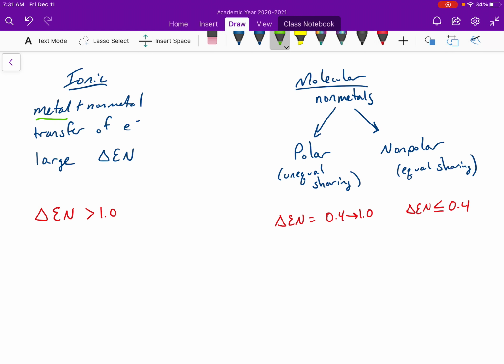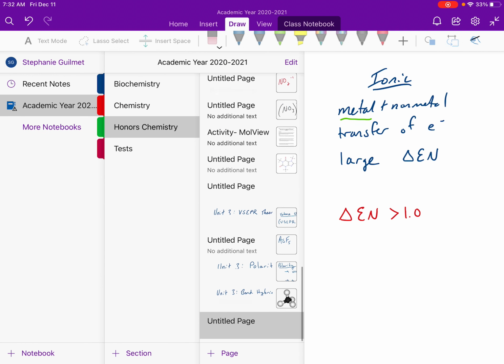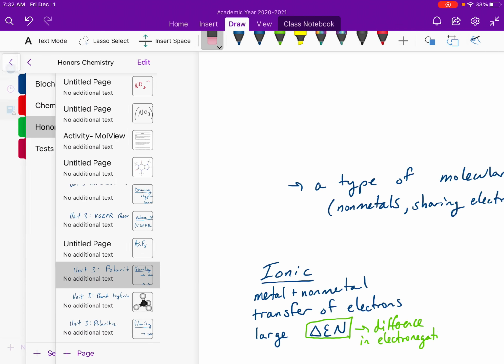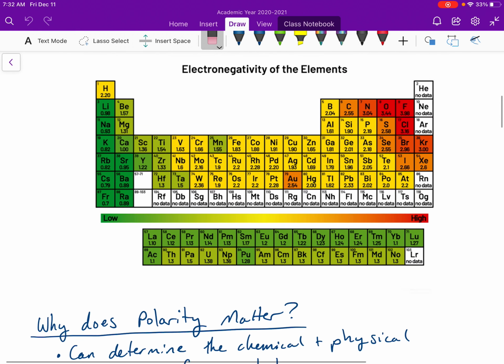Where it gets a little tricky sometimes is these guys. You can usually eyeball it and ask, how close together are they on the periodic table? If they're right next to each other, it's a tough call, but it's probably not very polar. If they're a couple boxes away, it's probably pretty polar. But you can confirm with these numbers. I'll just show you what the chart looks like really quickly.